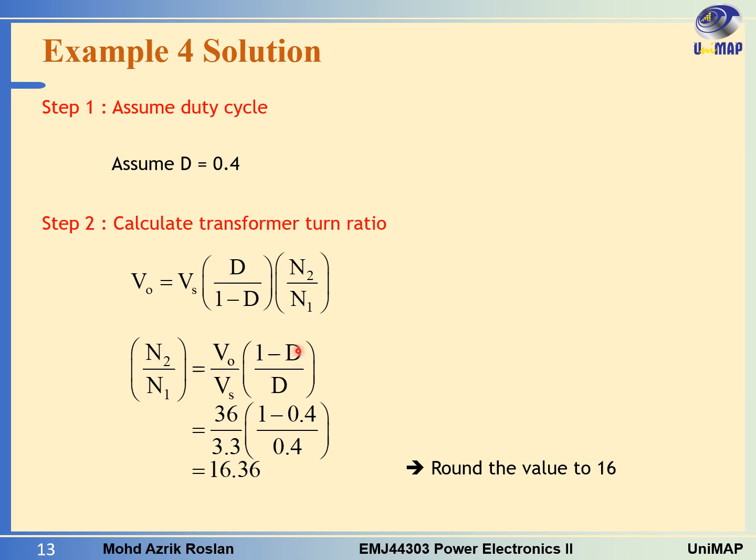So you will replace that value here, and you know the required Vout, and you know the given Vs, and then finally you will get the transformer turn ratio. Here you will get the value of 16.36, which is not a round number, so you need to round the number to the nearest integer, which is 16.